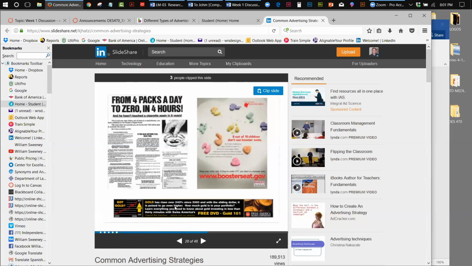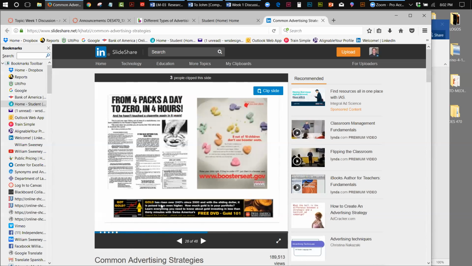They're assuming that by saying that, you're going to say, well, I got some extra money here. Maybe I should put it in gold. See, this is what I'm saying. This is where you look at this and there's subtle things. How much gold is in your portfolio? Learn everything you need to know about gold investing, less than 30 minutes with Swiss America.